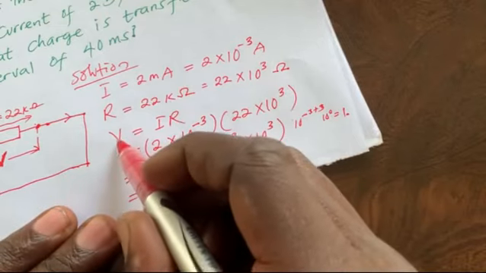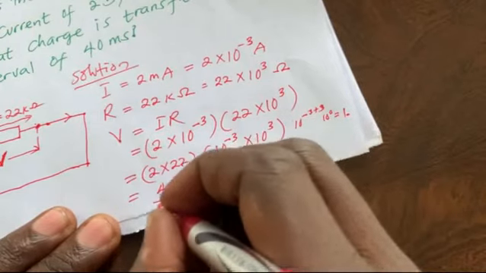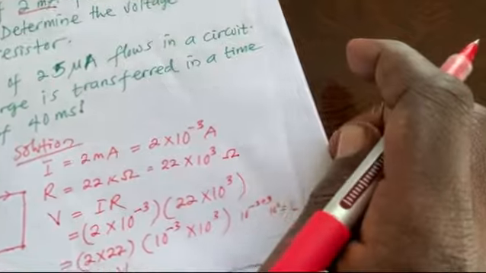Then you ask yourself, what is the unit of this V? The unit of V is volt. With this, we have successfully solved the A part of the problem.